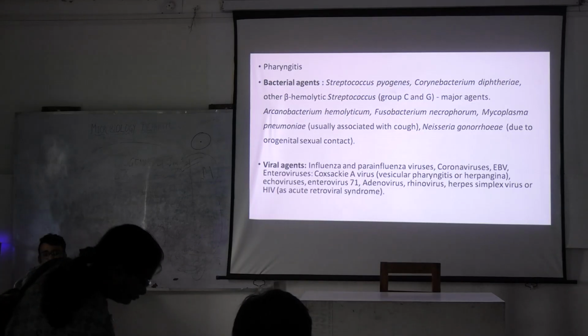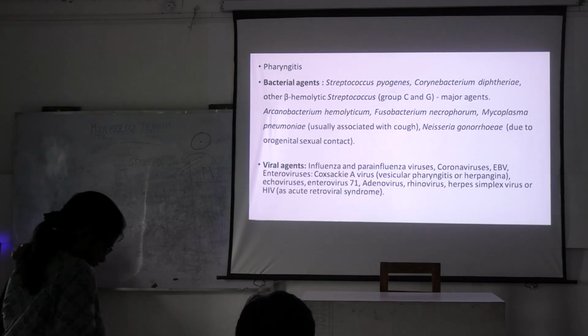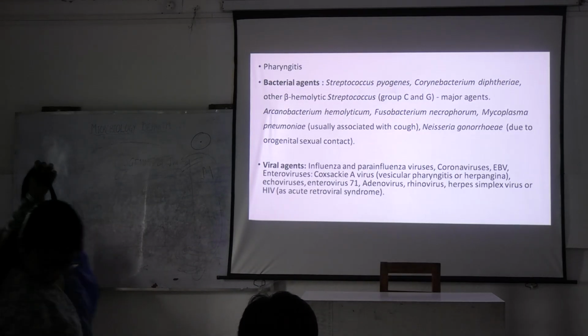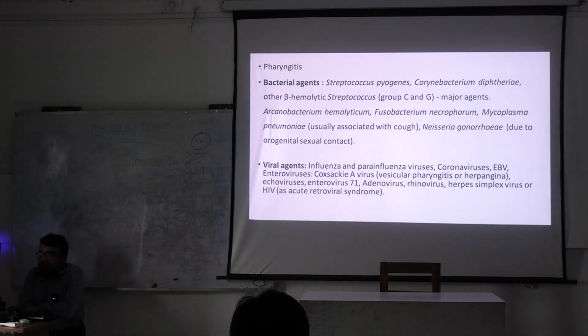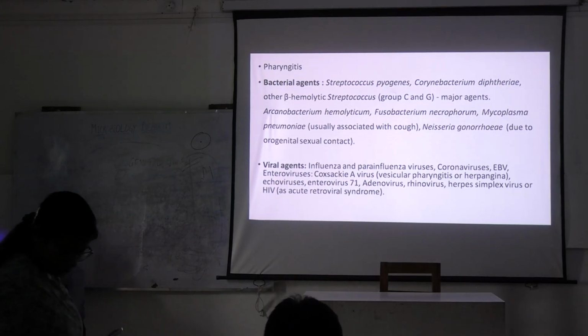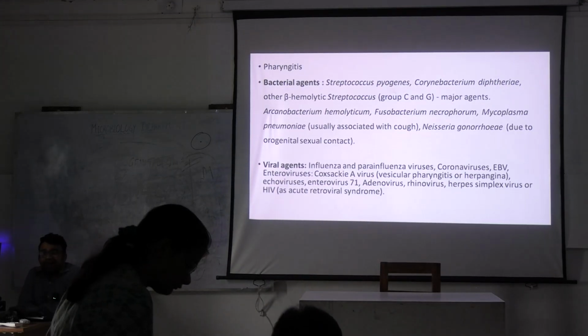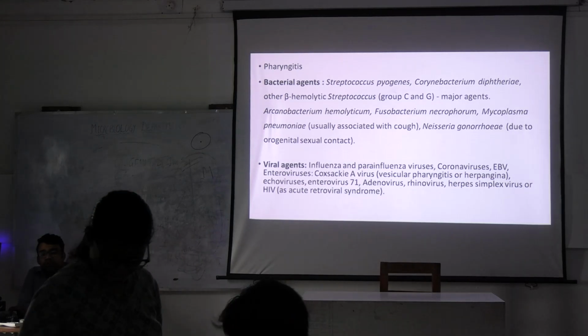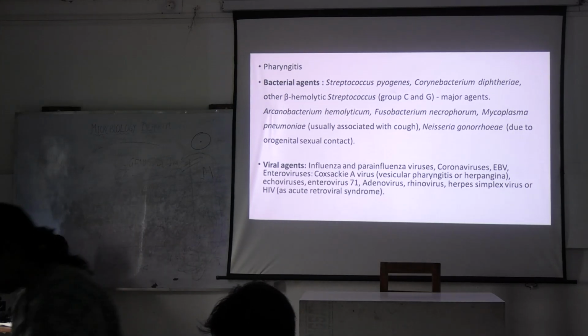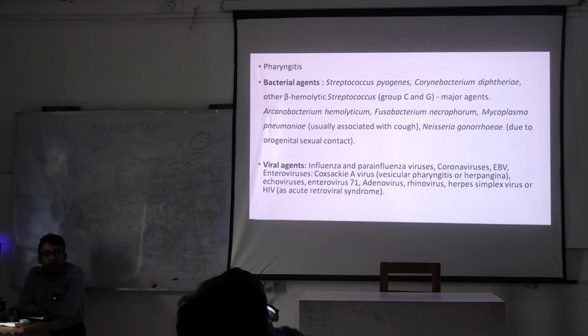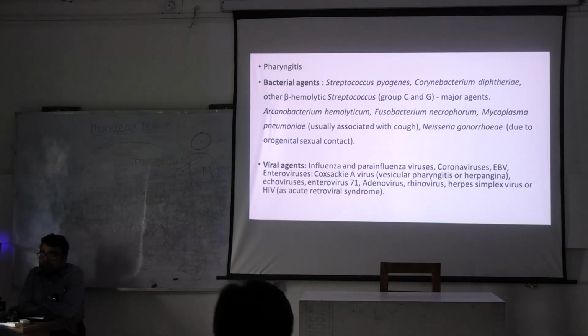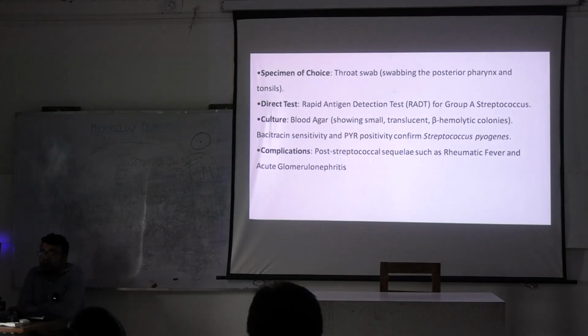in adolescents. Other than that, the very important causes would include the viral causes. Important viral causes include influenza, parainfluenza viruses, Epstein-Barr virus, enterovirus, Coxsackie virus, and adenovirus. So whenever you are asked about the causative agents of pharyngitis, you have to write like this: the bacterial agents and the viral agents. Now how will we approach?